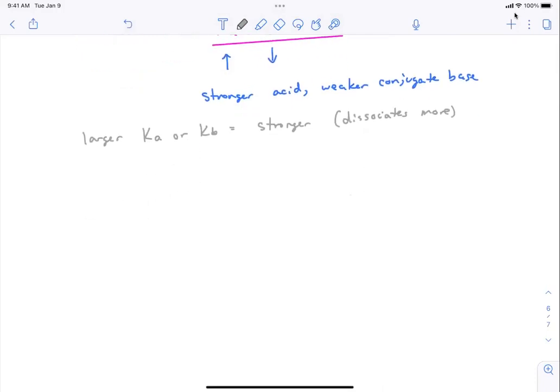So if I'm looking for larger Kas or larger Kbs, I'm looking for smaller negative exponents, because all of them are negative exponents. So you need to make sure you understand that 4.5 times 10 to the negative 4 is greater than 9.0 times 10 to the negative 5. Pay attention to those negative exponents. So this is the stronger one.